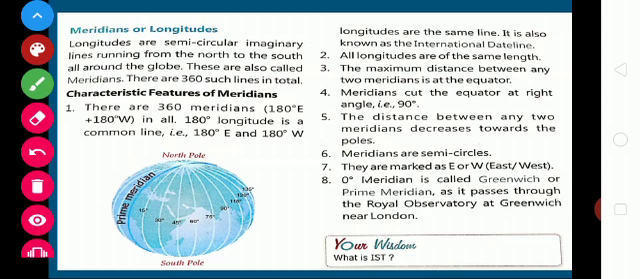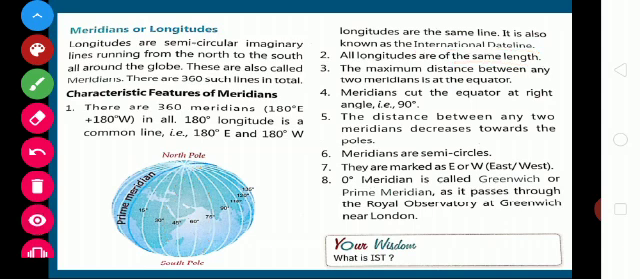There are 360 meridians, 180 degree east plus 180 degree west in all. 180 degree longitude is a common line. That is, 180 degree east and 180 degree west longitudes are the same line. It is also known as international date line. Underline it. All longitudes are of the same length. All the imaginary longitudinal lines are of the same length. The length doesn't vary from one line to another.